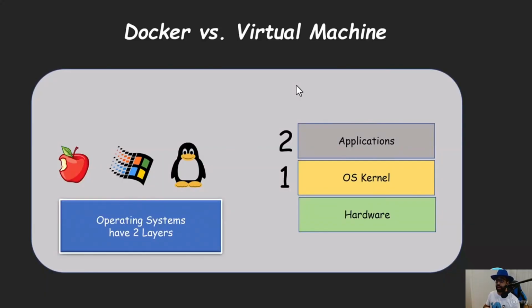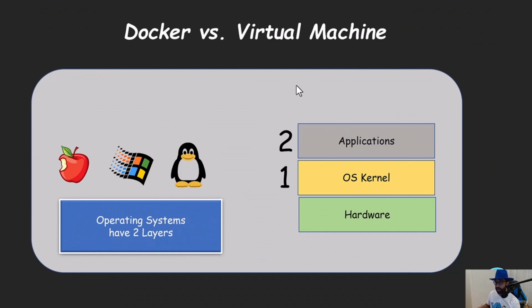Hello everyone. So what is the actual difference between a Docker container and the traditional virtual machine? You may be asking this question right now. Okay, so to answer this question, you will need to learn a couple of things. Number one, all operating systems have two layers, not counting the hardware, of course. So the first layer is the operating system kernel, which makes it possible for the software, applications, and the hardware to communicate.